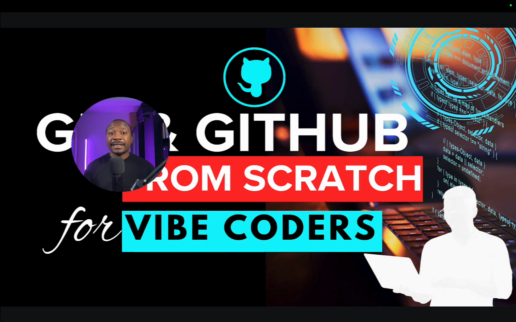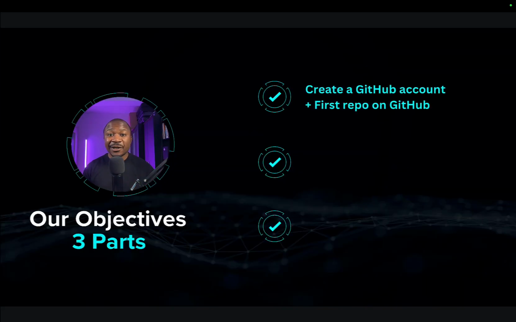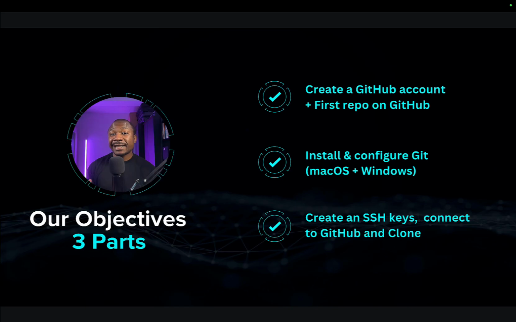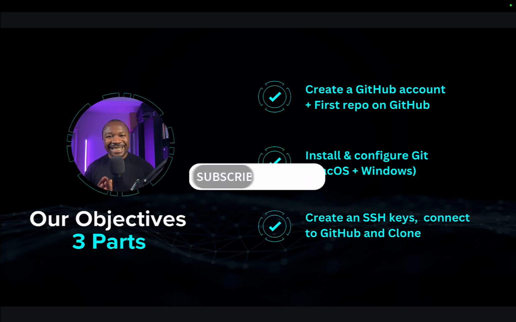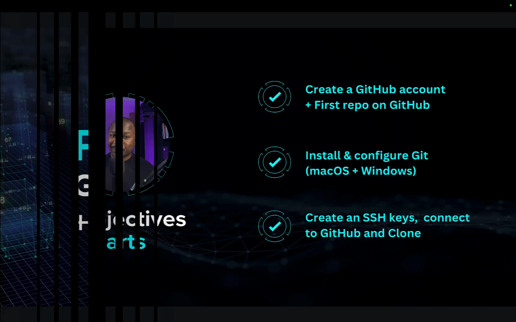This video is divided into 3 main parts. In part 1, we are going to look at creating a GitHub account and our first GitHub repository. In part 2, we're going to install and configure Git on our local computers. I have done the steps for both Mac operating system and Windows operating system. Finally, we're going to create an SSH key and connect our local computers to our GitHub accounts. Please do not be scared. If you do not understand any of these terms, I'm going to explain them in full.